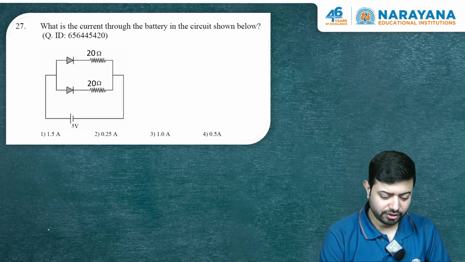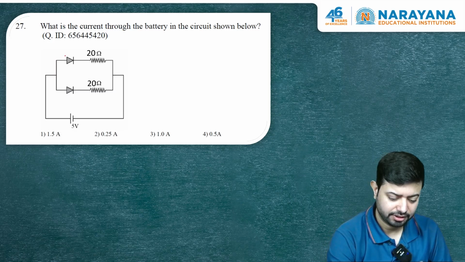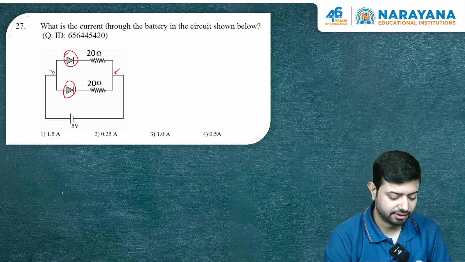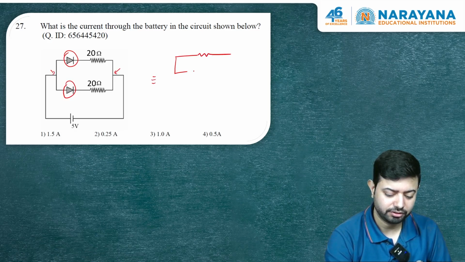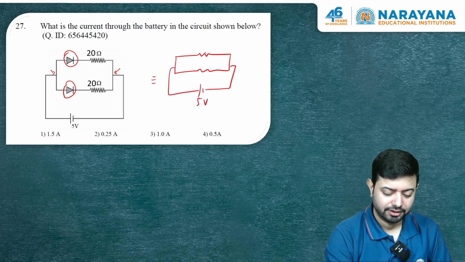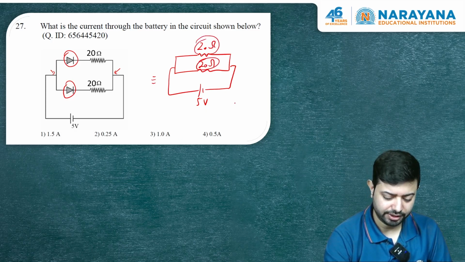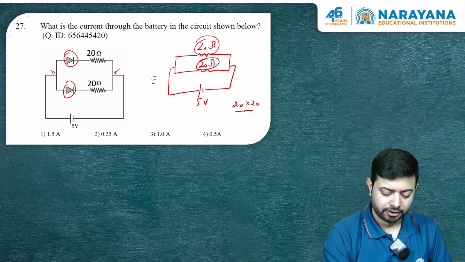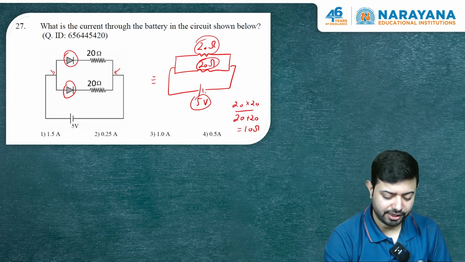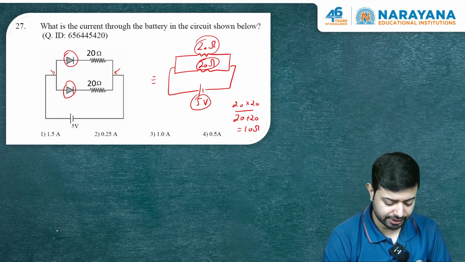Let us have a look at this question now. I can see that both the diodes over here are forward biased. Can you see it? This is the positive terminal side and this is the negative terminal side, correct. So, you can draw its equivalent circuit like this with a resistance of 20 ohm, a resistance of 20 ohm, and then we have the battery of 5 volt. Very simple now, these two resistances together will give me 10 ohm in parallel combination, 20 into 20 by 20 plus 20, that is 10 ohm, and how much is the battery voltage? 5 volt.